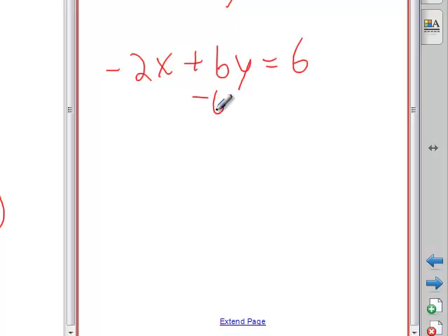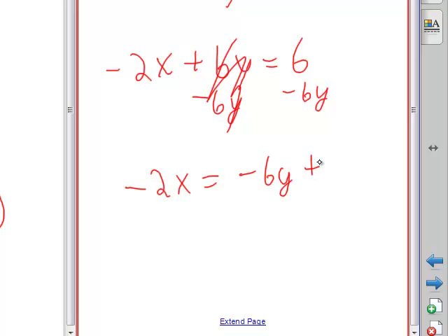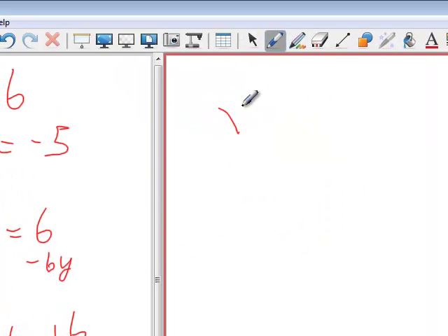So let's get rid of the 6y first. Negative 2x equals negative 6y plus 6. Divide by negative 2. What's that going to give me? X equals, what's a negative and a negative? Positive 3y, minus 3. Agreed? Yes.